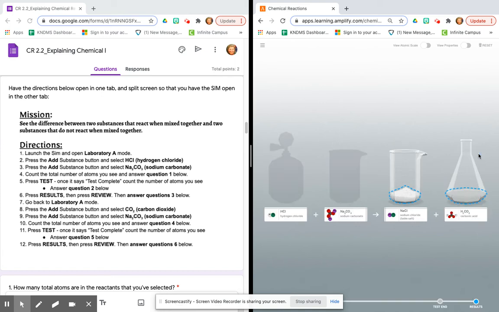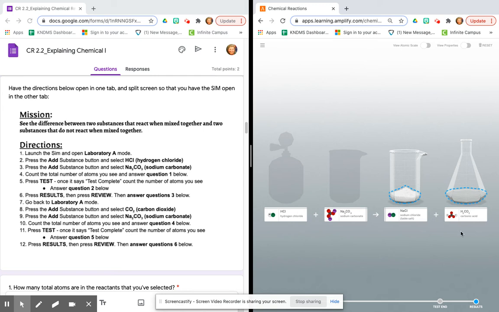So when you press review, you've noticed that hydrogen chloride is only on one side of this chemical reaction. It is not on the right side. It is only on the left. And that's the same thing with sodium carbonate. Not to be confused with sodium chloride, which is the same thing as table salt, by the way. And carbonic acid, that's a different substance that I didn't see prior to running that test.